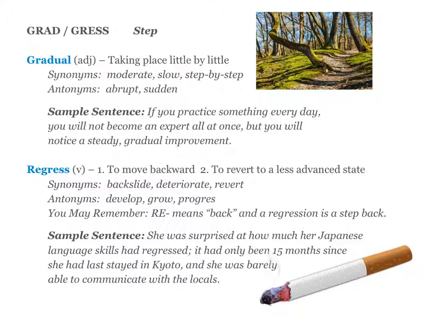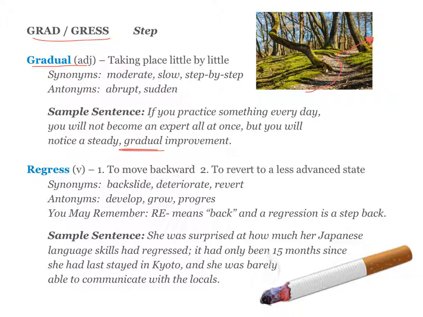Your next root is grad or gress, which means step. And your first word is gradual, which is an adjective, and it means taking place little by little. So over here, this is a gradual slope. It's not a very steep hill. You often hear gradual talking about slopes. You also hear gradual talking about changes. So a gradual change is a slow one, whereas a rapid change takes place over a short time. Your sample sentence says, if you practice something every day, you will not become an expert all at once, but you will notice a steady, gradual improvement.